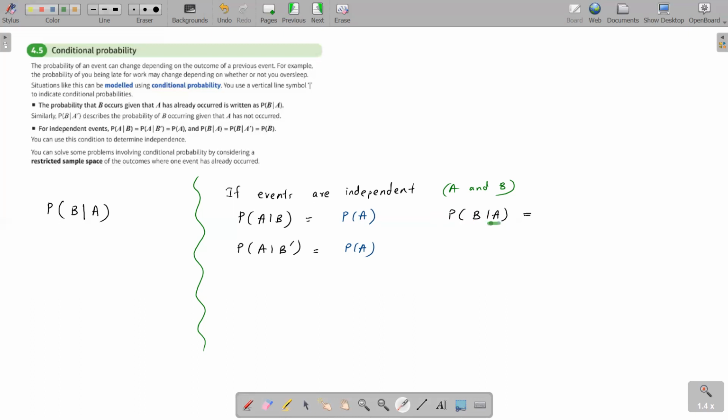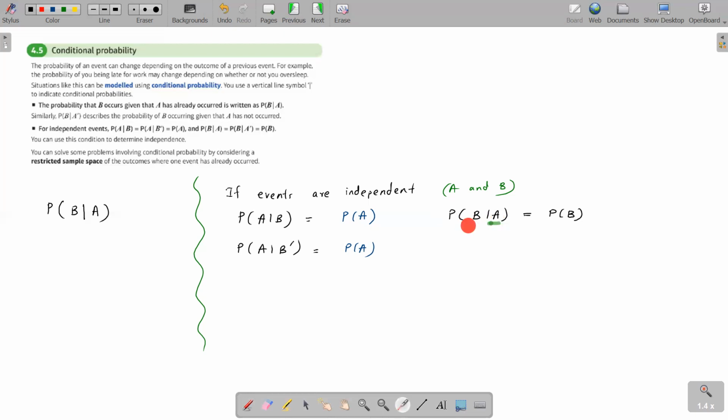As I told you, if the events are independent, whether A is happening or A is not happening, it makes no effect on B. Therefore, the probability of B given A is what? Probability of B given A is equal to probability of B. Do you understand?